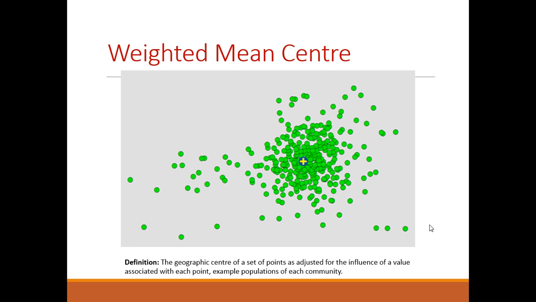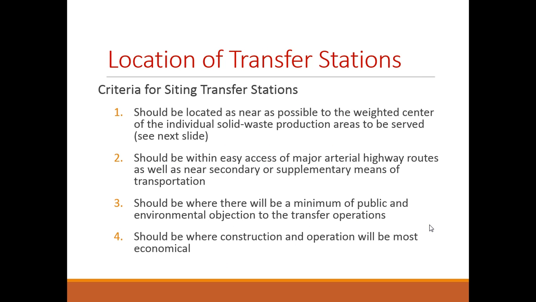So that's what we mean by you would want to locate as near as possible to the weighted center. Secondly, it should be within easy access of a major arterial highway route. So that's your major transportation route, your highway, as well as near a secondary or supplementary means of transportation. So you want to have access to that major highway route, which is likely going to be the route to take you to the landfill.